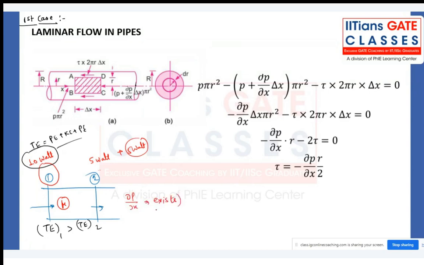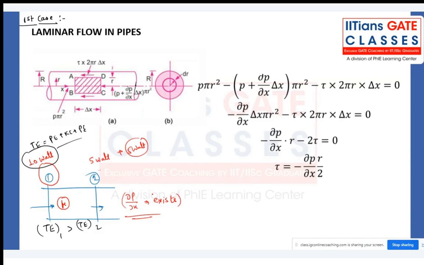But in a developing region it will keep on fluctuating. Maybe I don't know the variations, right? That will keep on fluctuating, but in a fully developed region that will remain constant. Getting my point? That will remain constant. It doesn't mean that there's no pressure difference. There is a pressure difference. If you're saying dou p by dou x is equal to 0, then only you can say pressure will remain constant.